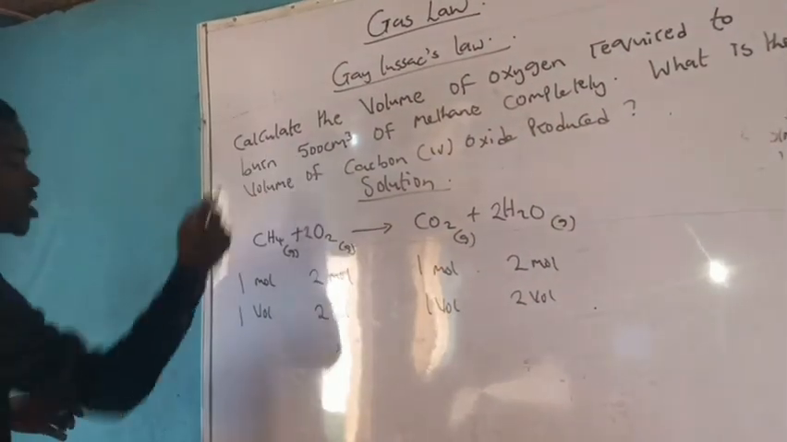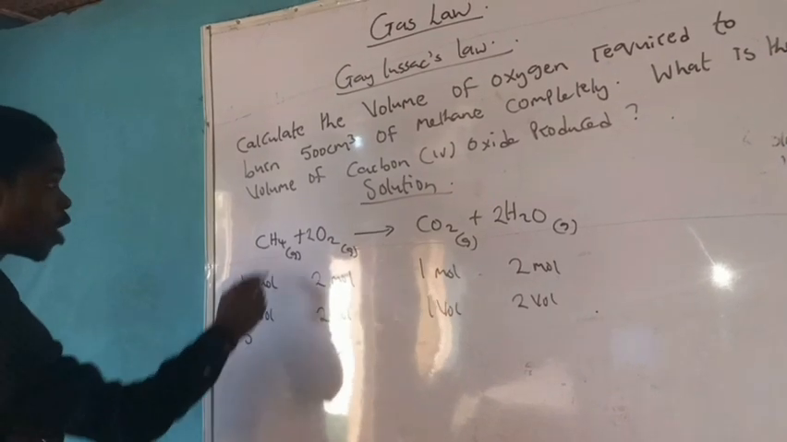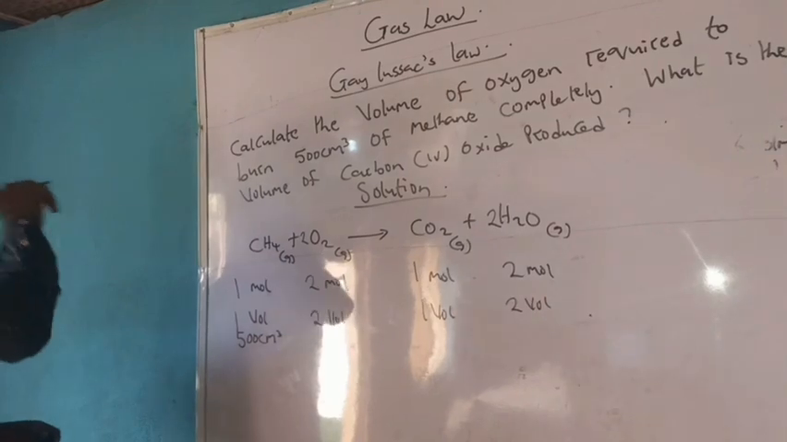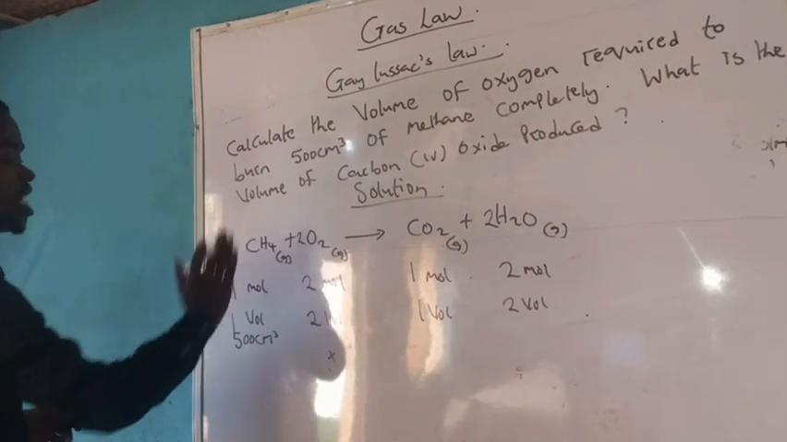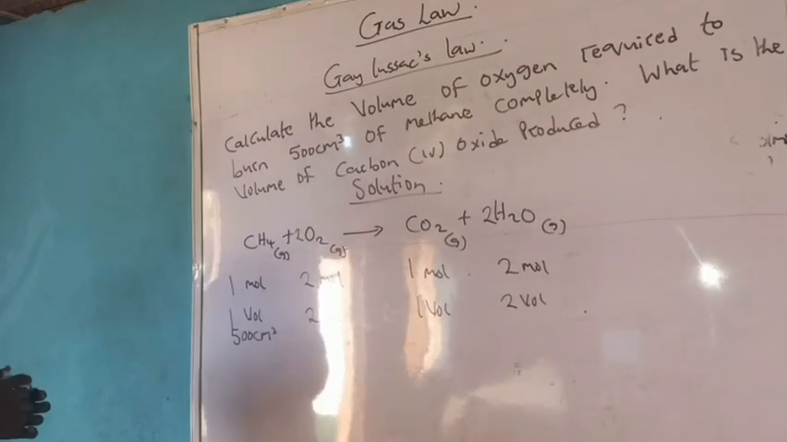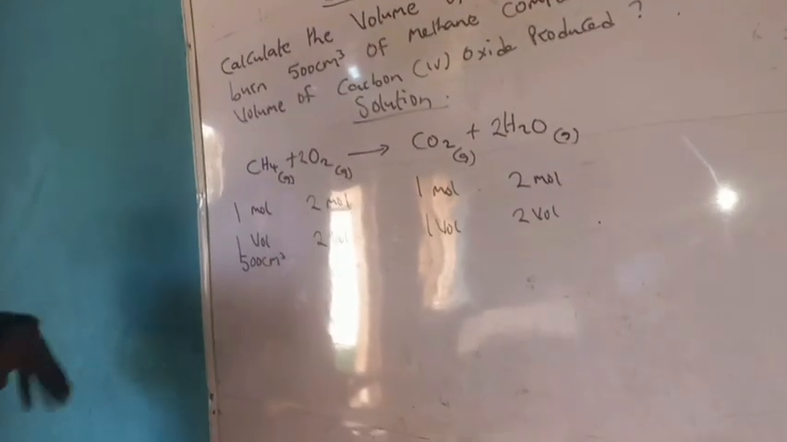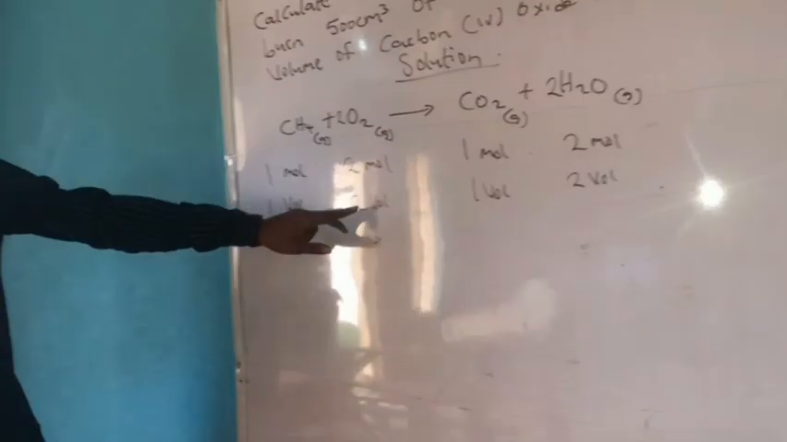What is the amount of methane? Volume of methane given. We have 500 centimeter cube of methane given. So they want me to find what is the volume of oxygen needed to burn this 500 centimeter cube of methane. Now, this is analysis, critical thinking. You don't need to stress yourself. Just look at it. 1 volume, 2 volume.